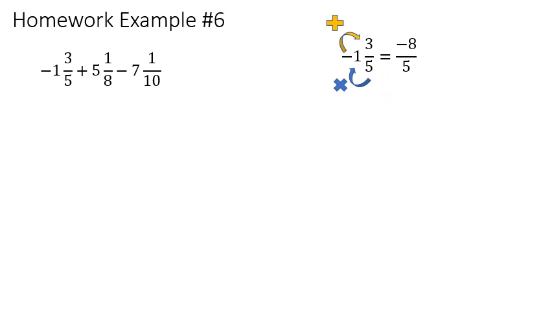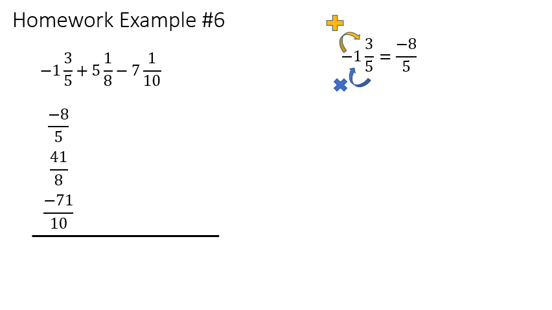All right, so I'm going to do the same thing with all three of these mixed fractions. This is called an improper fraction because the numerator is bigger than the denominator. So I'm going to do the same thing here. So I'm going to have negative 8/5. The second one turns out to be 41 over 8. That came from 8 times 5 plus 1. And then I'm going to have negative 71 over 10, which is 7 times 10 plus 1 would give me the 71. And I had to put the negative in there.